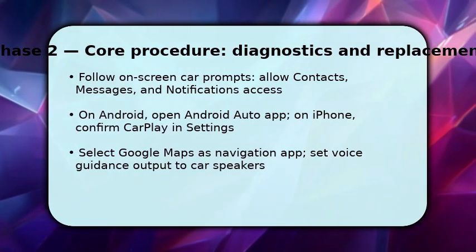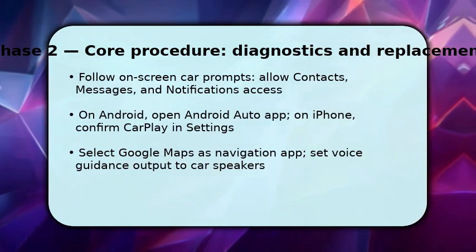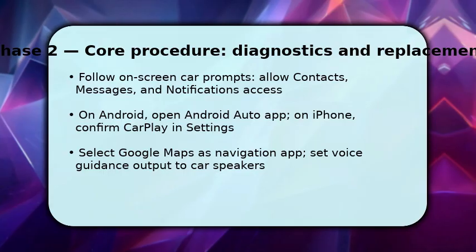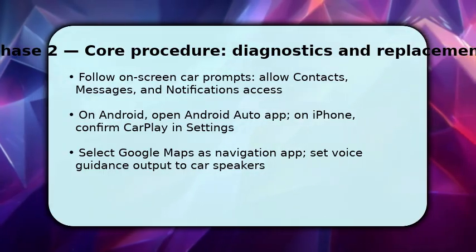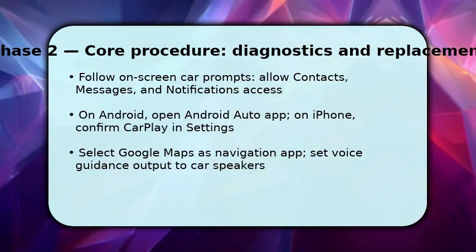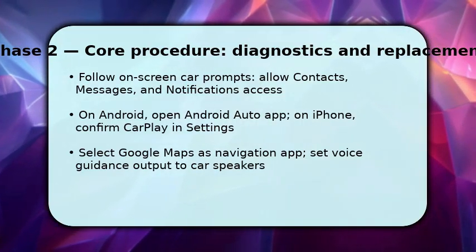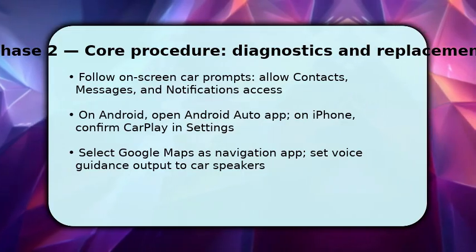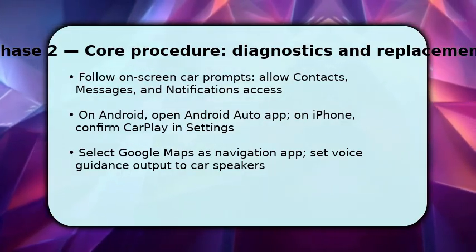This is the detailed middle. On the car display, accept permission dialogues for contacts and notifications so directions and messages appear correctly. If using Android, launch Android Auto and choose Google Maps. On iPhone, verify CarPlay is enabled in settings and the app appears on the head unit.